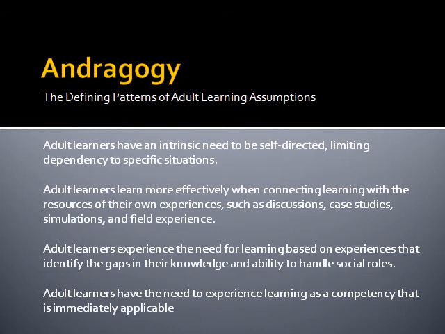Adult learners have an intrinsic need to be self-directed, limiting dependency to specific situations. Adult learners learn more effectively when connecting learning with the resources of their own experiences, such as discussions, case studies, simulations, and field experience. Adult learners experience the need for learning based on experiences that identify the gaps in their knowledge and ability to handle social roles. And finally, adult learners have the need to experience learning as a competency that is immediately applicable. As a result of these assumptions, Knowles notes that, quote, their orientation towards learning shifts from one of subject-centeredness to one of performance-centeredness, end quote.